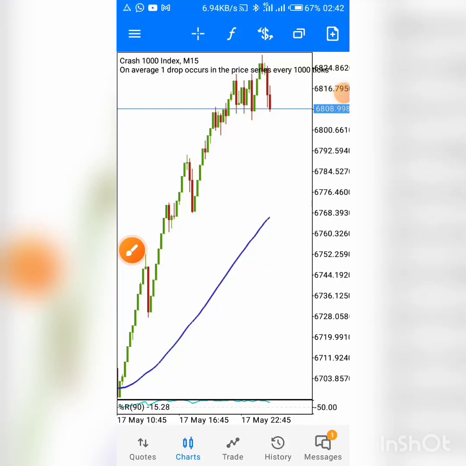Alright guys, in this video I'm going to be showing you a method I use to catch spikes on Boom and Crash successfully. It's very effective, and guys, if you stay tuned you will get all you need to be successful in catching spikes. You can make a whole lot of money catching spikes on Boom and Crash. Mind you, that is the safest way to trade Boom and Crash.